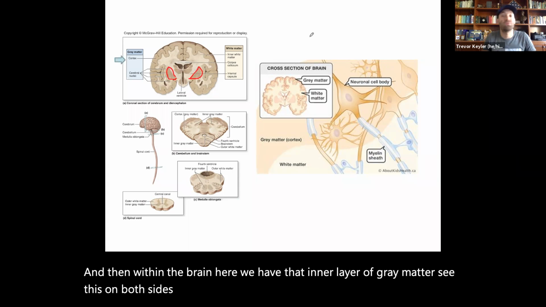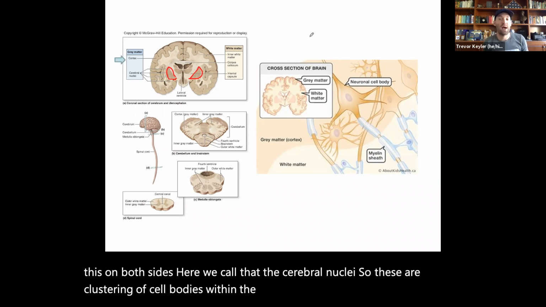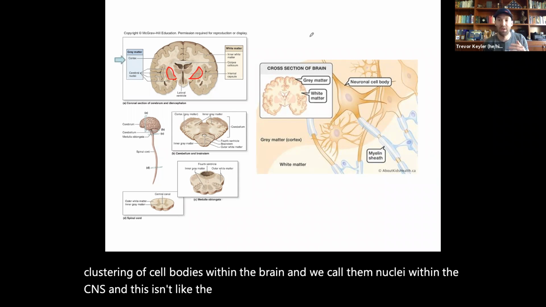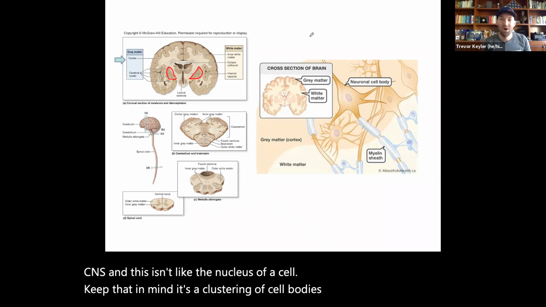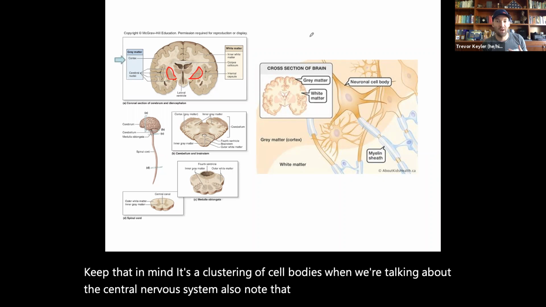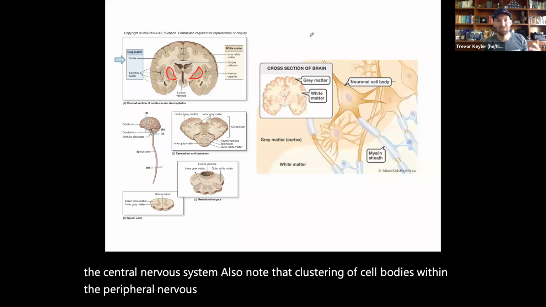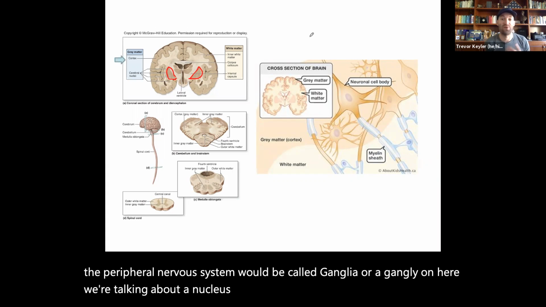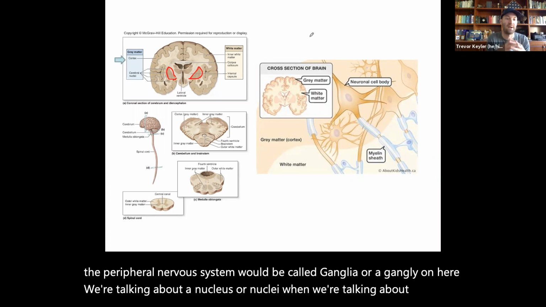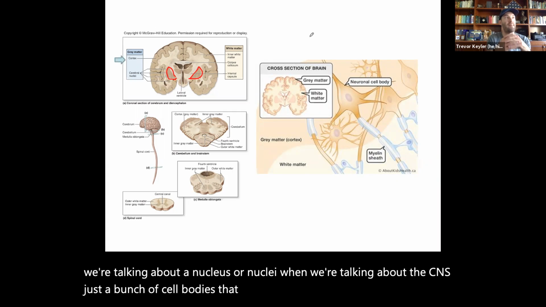We call that the cerebral nuclei. These are clusterings of cell bodies within the brain, and we call them nuclei within the CNS. This isn't like the nucleus of a cell, okay? Keep that in mind. It's a clustering of cell bodies when we're talking about the central nervous system. Also note that a clustering of cell bodies within the peripheral nervous system would be called ganglia or a ganglion. Here we're talking about a nucleus or nuclei when we're talking about the CNS, just a bunch of cell bodies that form a cluster of gray matter within the brain.